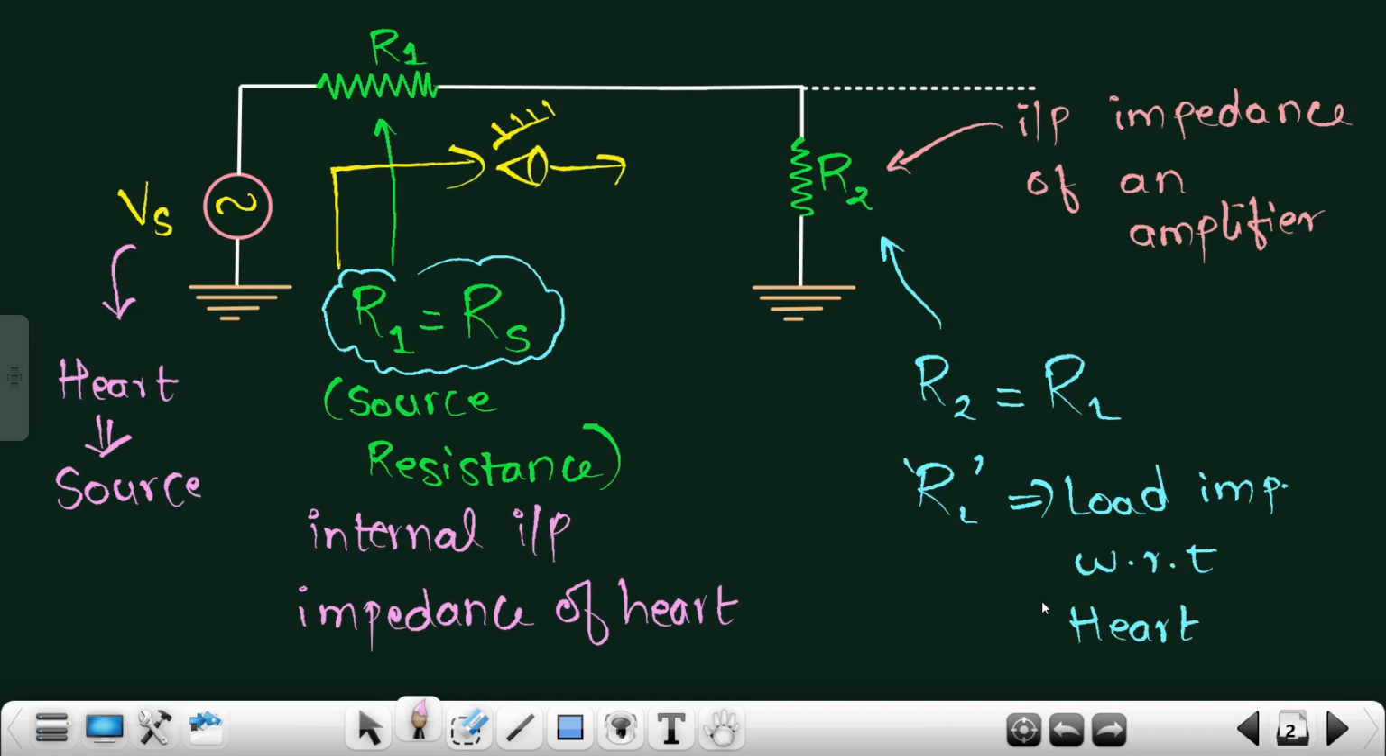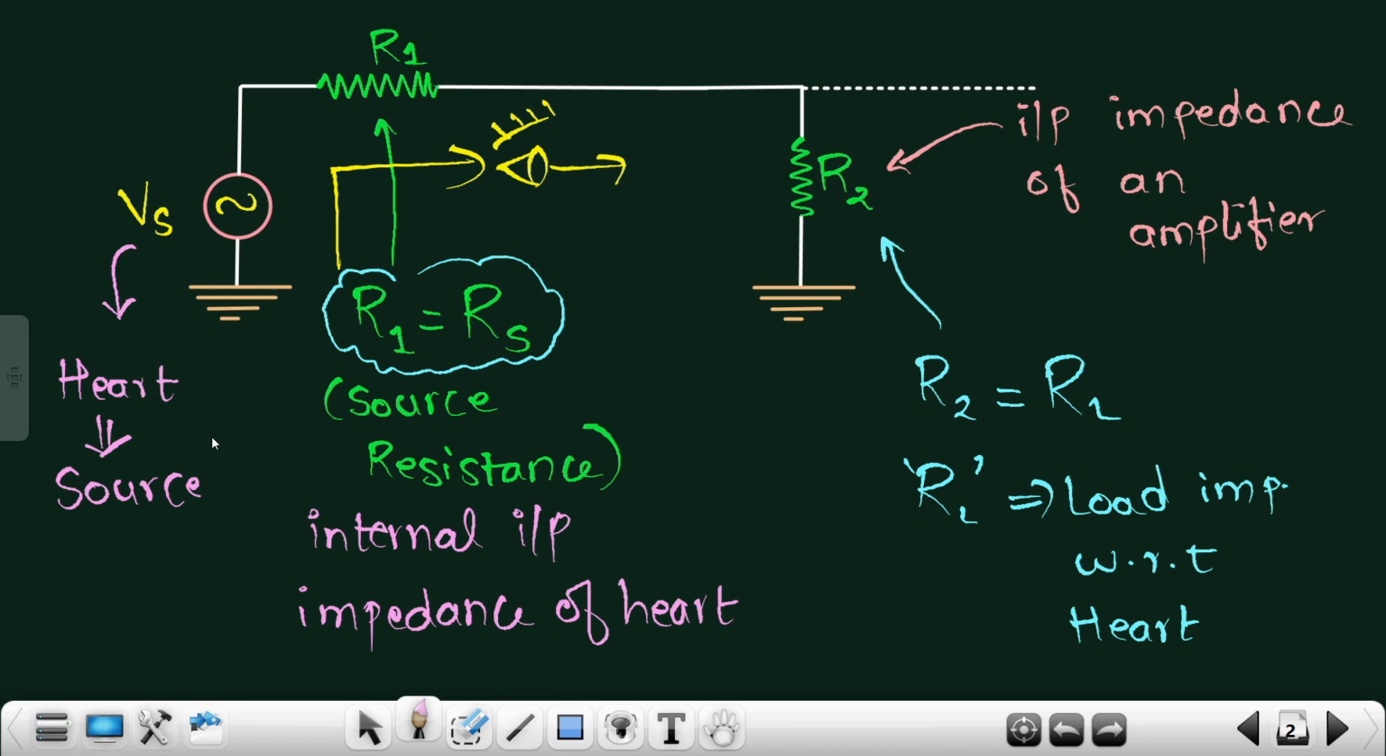Hello engineers, welcome to the new video of the course. In this video we are going to understand the drawback of the circuit which we had deduced in our previous session. But before going to that topic, we'll quickly revise what we had seen in our previous video. So in the previous video we saw that I had considered this source as a heart, right?